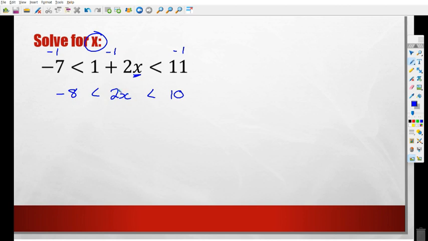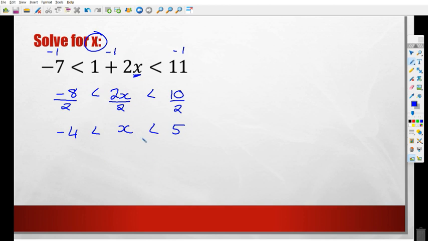But I want x. Here's a 2x over here, so I'm going to divide by 2 here. But then I need to divide by 2 everywhere else as well. That's why in equations, when we divide by whatever's in front of x, we divide on both sides. Now we're going to divide on all of the sides, on my left hand side and also on my right hand side. So -8 divided by 2 is -4. -4 is smaller than x, which is smaller than 5.